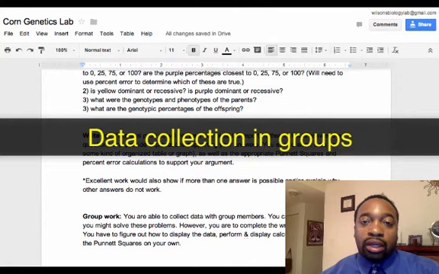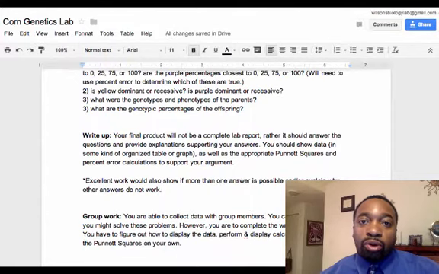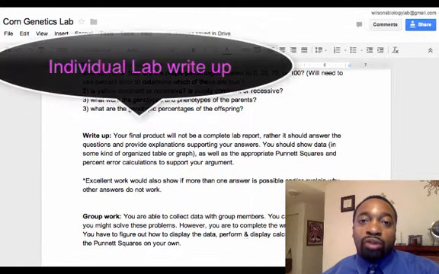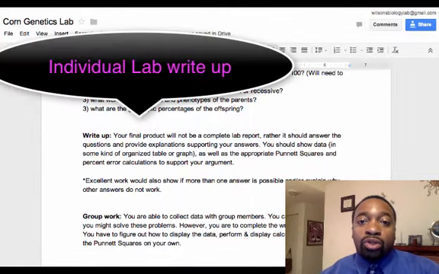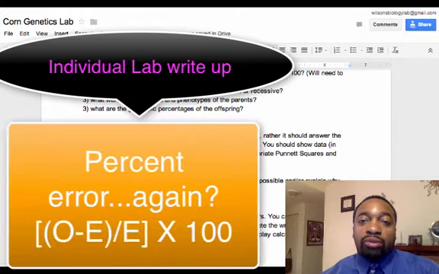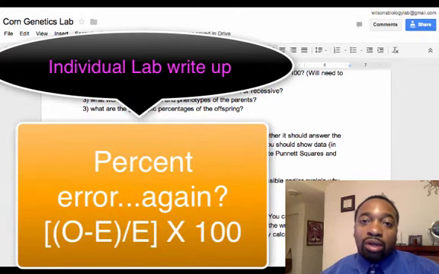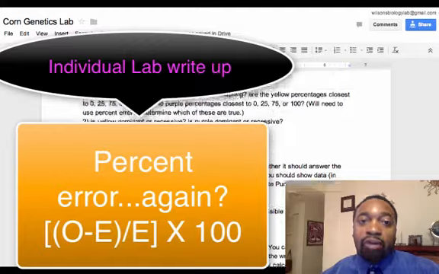So you're going to collect data with your group members. You are going to work in groups to collect data, but you are responsible for your own write-up. So you can talk to your partners and try to think of solutions. But when it's time to do the write-up, when it's time to draw the Punnett squares, which you'll learn about this week, when it's time to perform your calculations, you're going to have to calculate percent error in this lab.